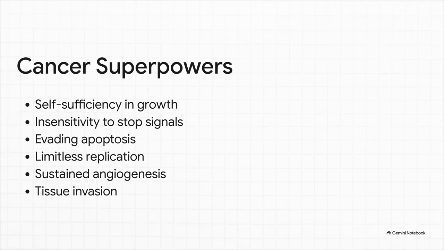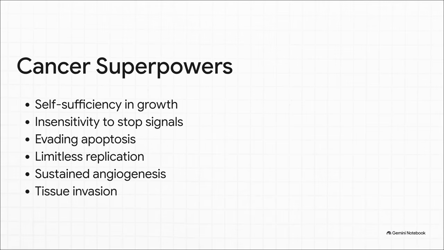So how does all this microscopic damage build into the broader, real-world behavior of a tumor? Well, using the legendary framework developed by researchers Hanahan and Weinberg, we can see that cancer isn't just one single thing going wrong. It's more like a cell acquiring a terrifying set of superpowers. Let's systematically break these down.